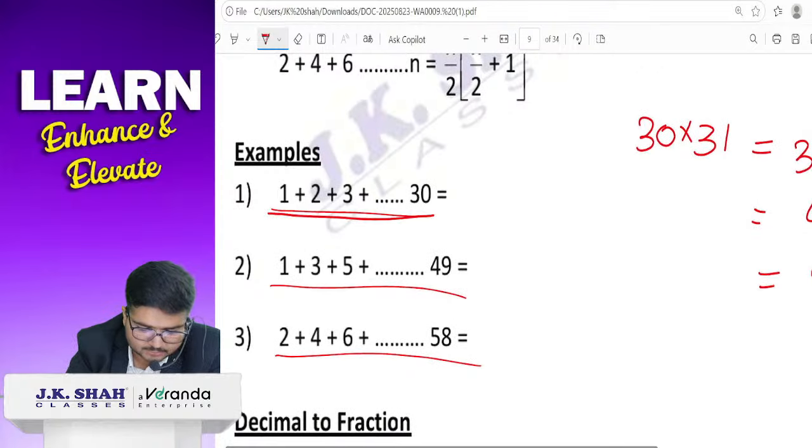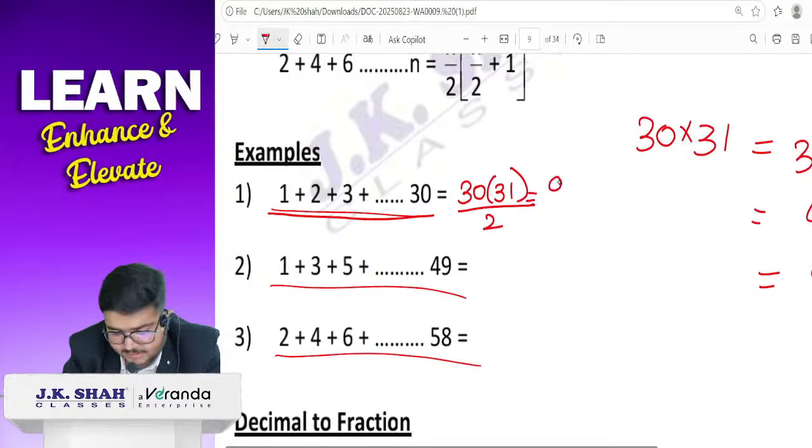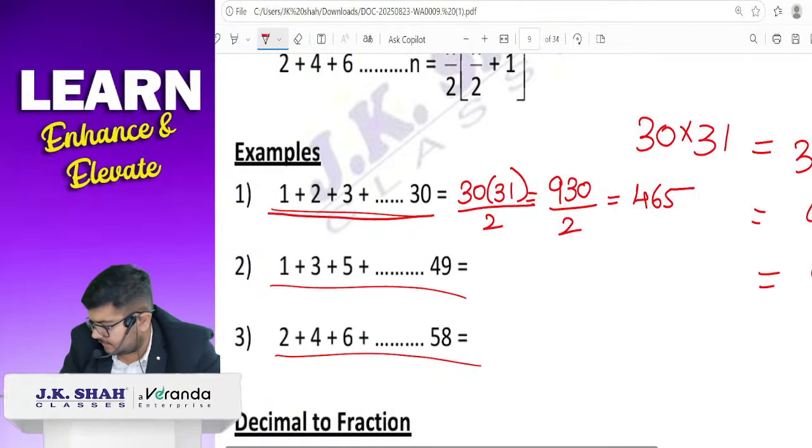What is 1 to 30? We will take the last digit, we will multiply it with the next digit, and we will divide it by 2. 30 into 31 is 930. 930 divided by 2 is 465. Answer of this is 465. Very good, Fakun. Correct.